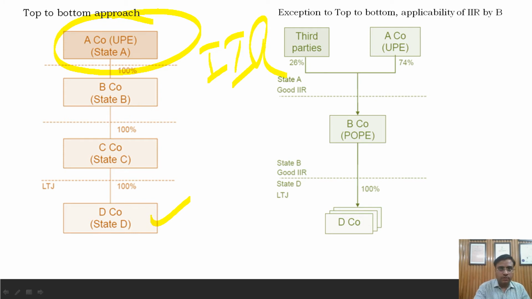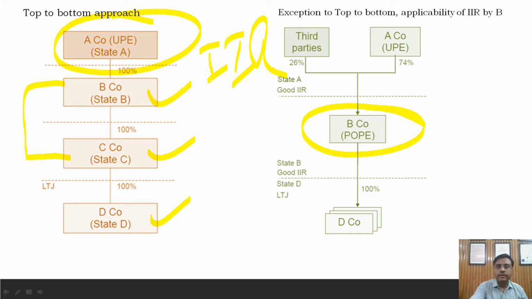Suppose this company does not adopt, then this company will adopt. If this company does not adopt, C will adopt. Suppose A adopts, then B and C both go outside the purview of the Global rule. B and C get the exemption. The same thing applies in the case of a partly owned parent entity.